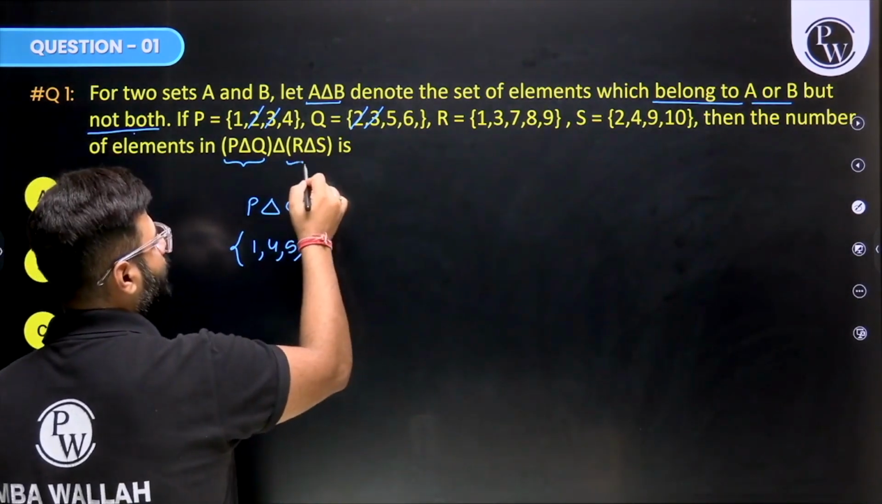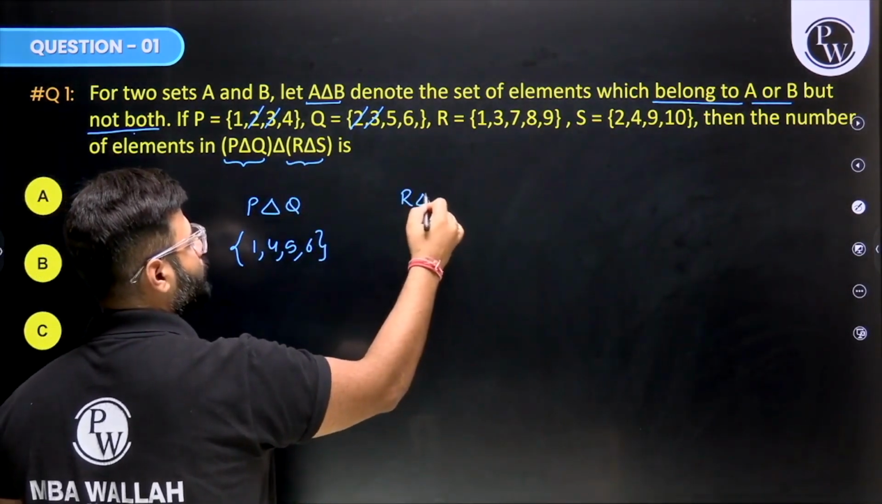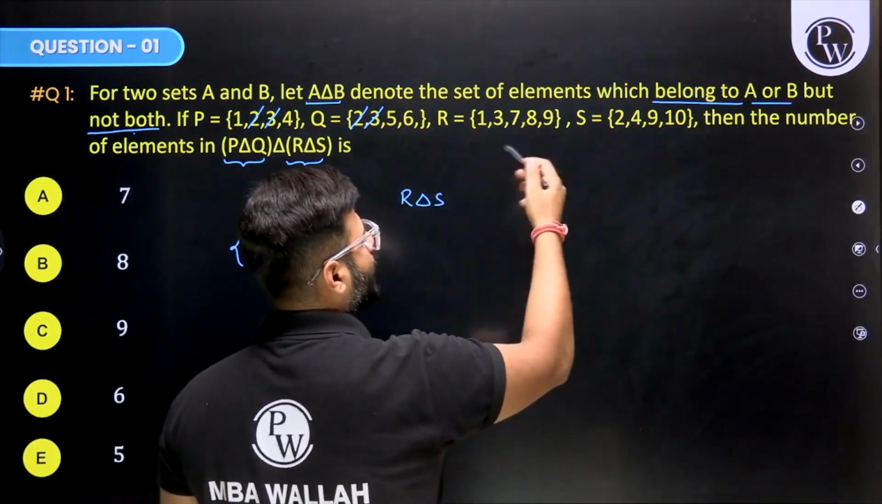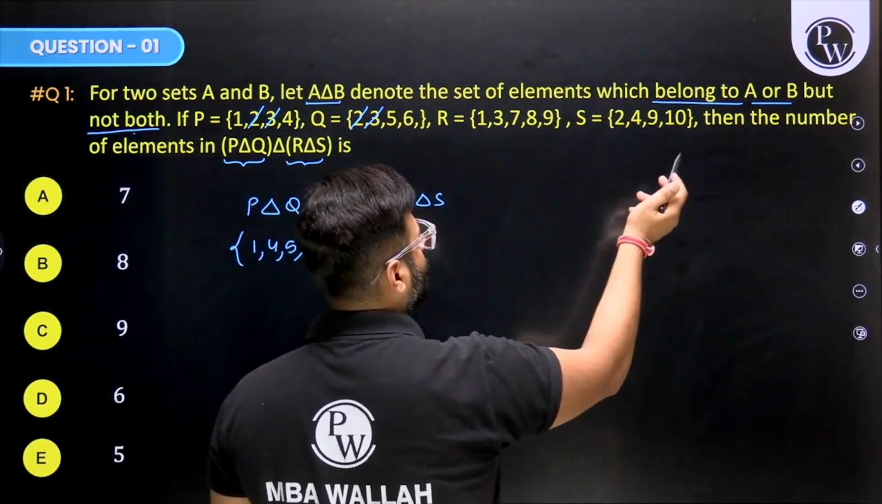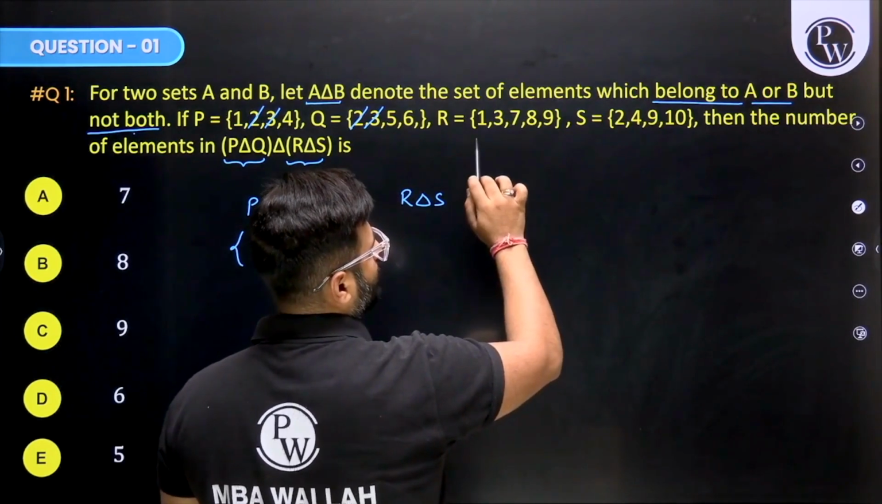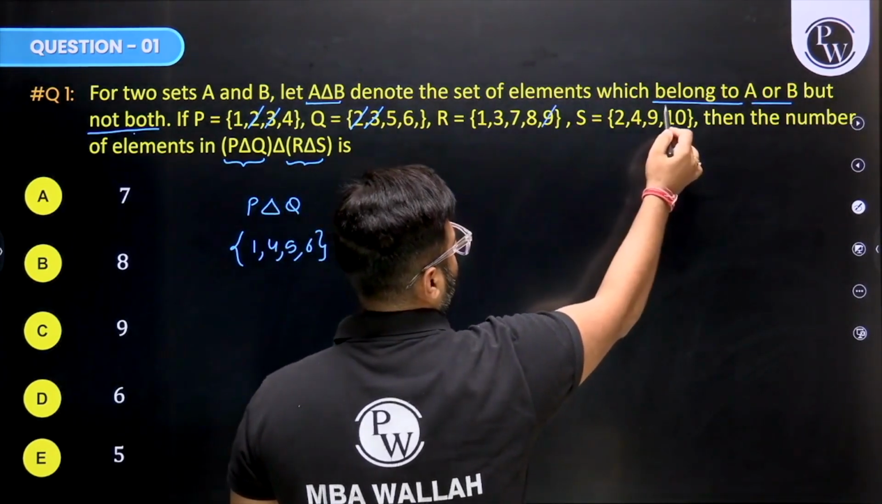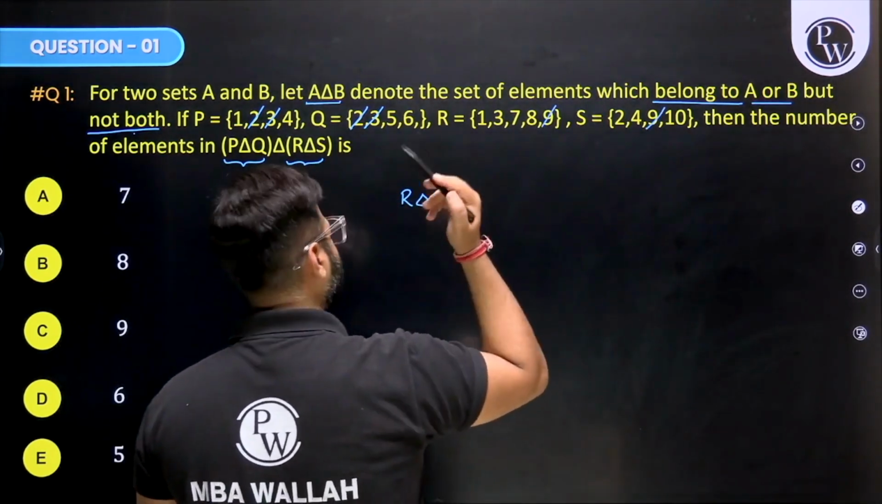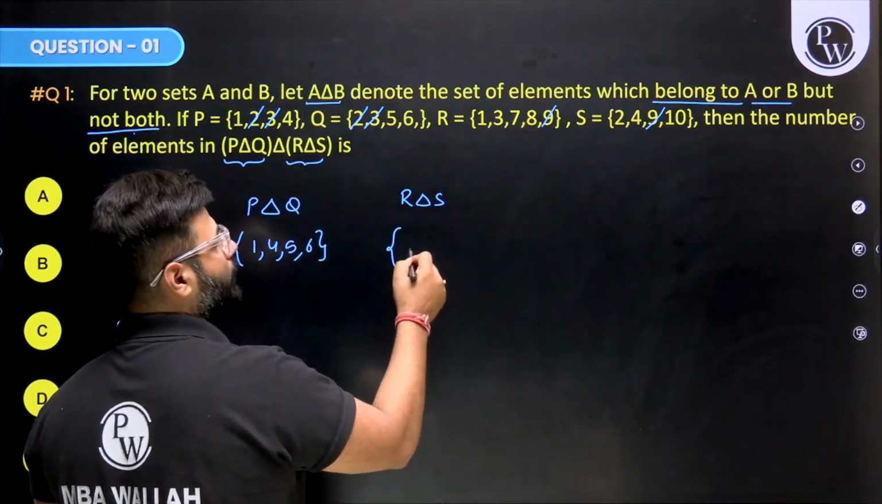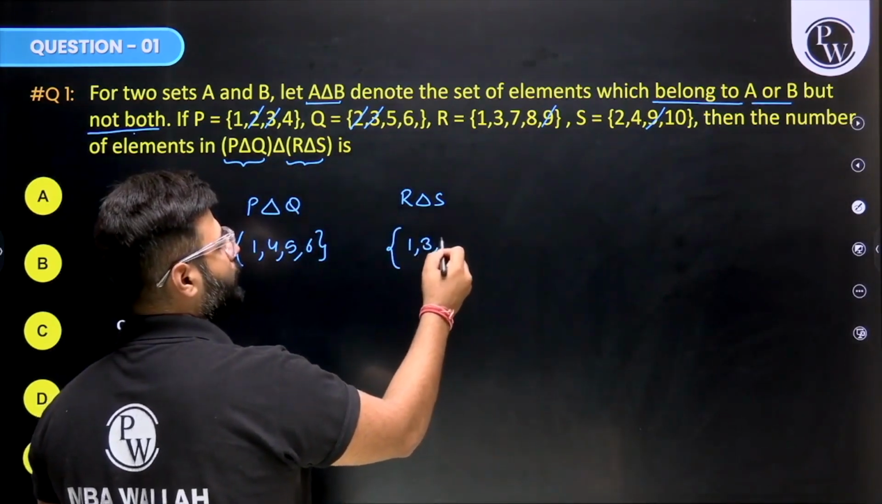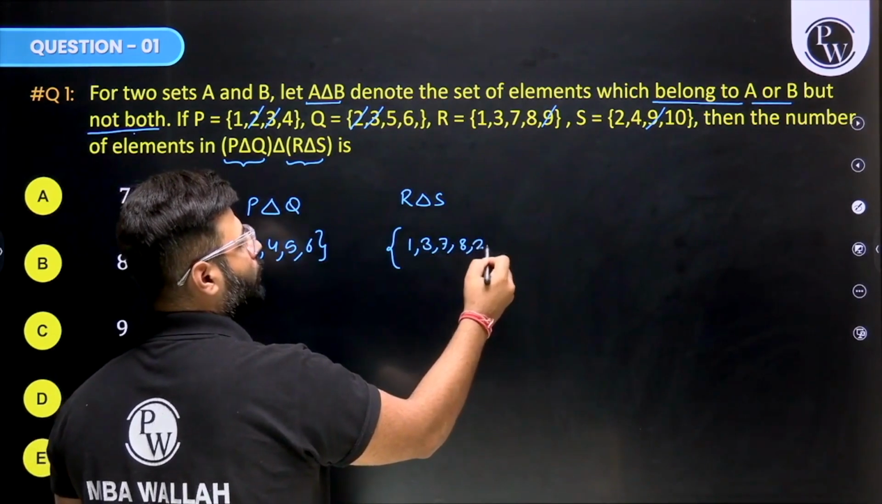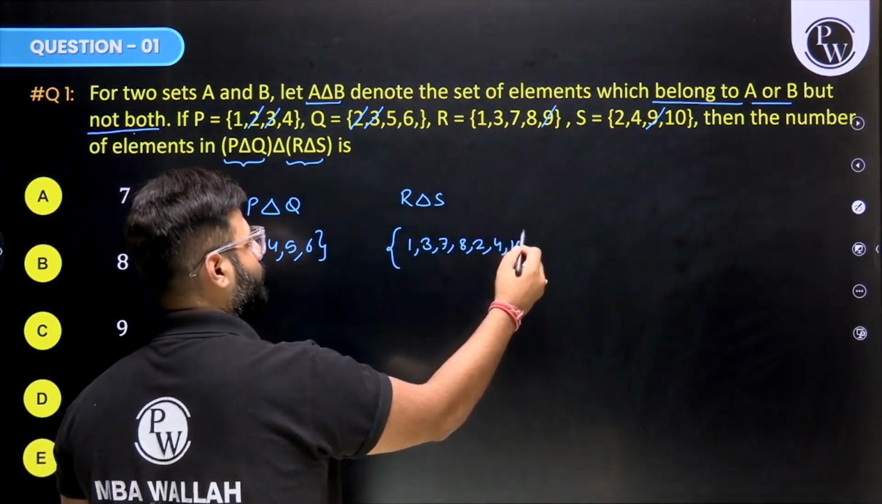Similarly, let's find out R triangle S. Find out which are common to both, those are the elements which I don't want. 1, that's not there in both. 9, I see, is there in both. 2, 4, 10, not here. Perfect. So this simply means 1, 3, 7, 8, 2, 4 and 10.